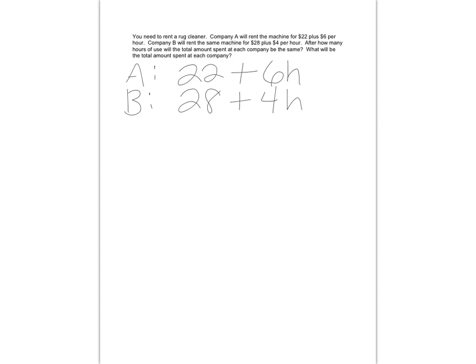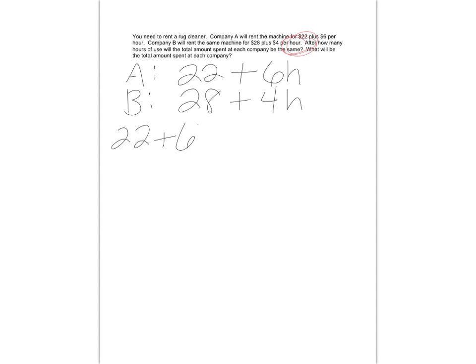So there's got to be some point where one is cheaper than the other, and then after a certain amount of hours, then the other one is cheaper. And then there's also a moment when there's a certain amount of hours that the cost is exactly the same, and that's what they're asking us. So the same means equal. So we're going to set those two equal to each other.